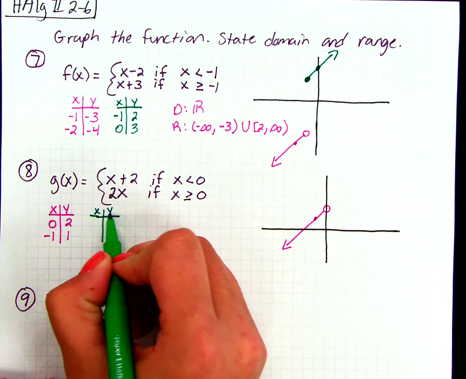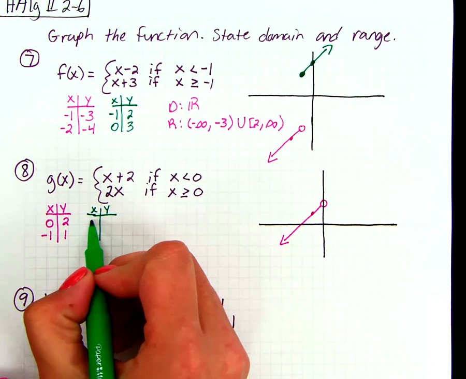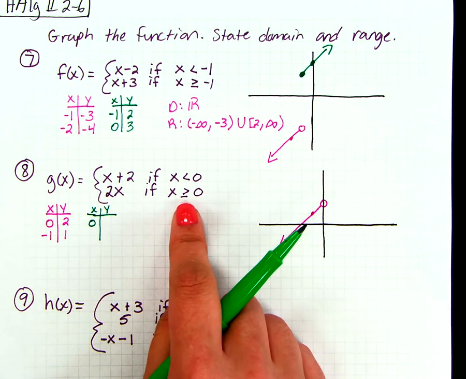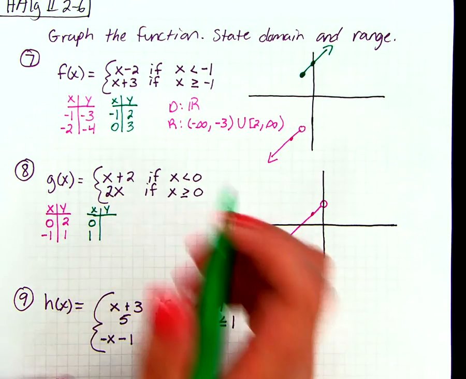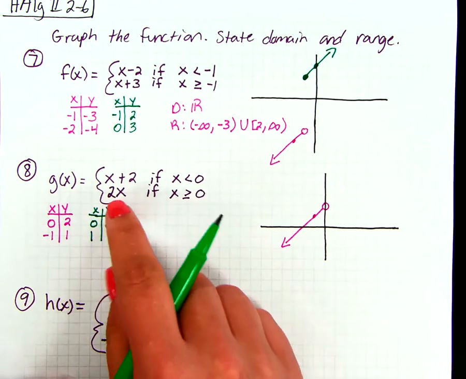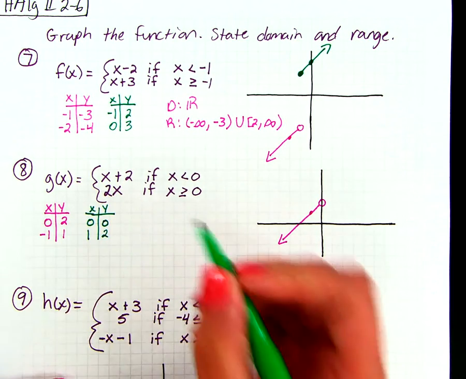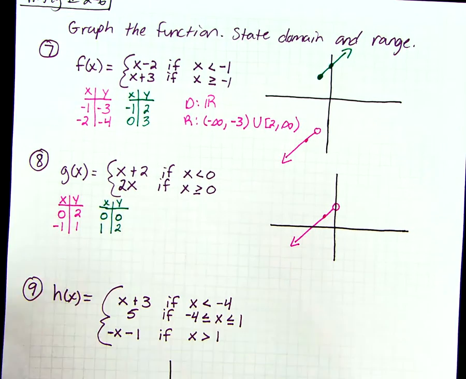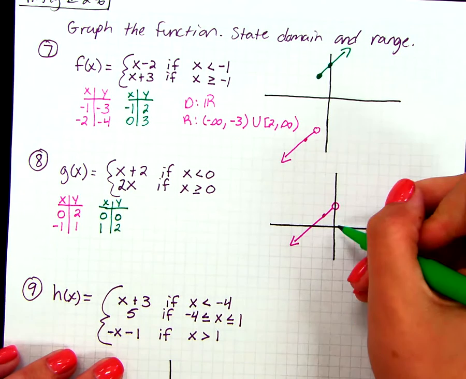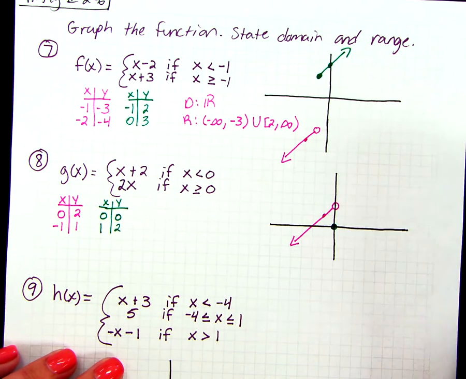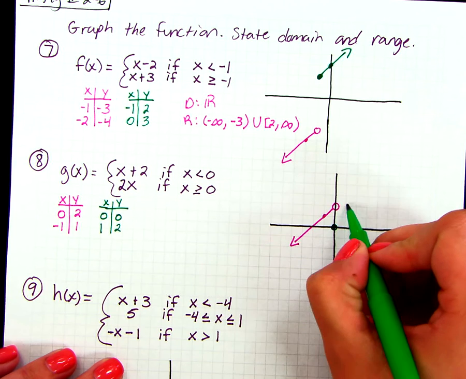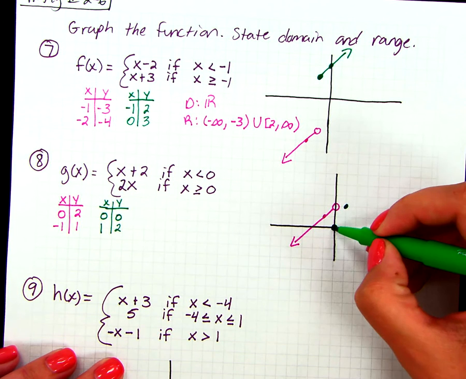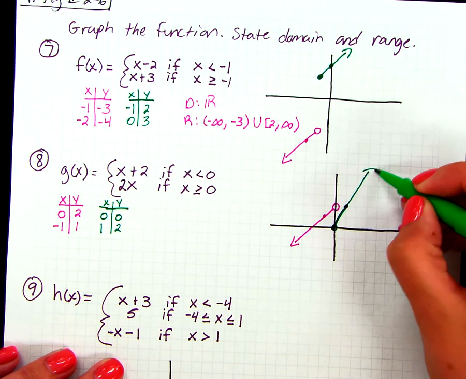So x, y. Again, we're going to pick 0 for our first one. And then this time we need bigger than 0, so I'm going to choose 1. And now we're just substituting in. So 2 times 0 is 0, and then 2 times 1 is 2. And this time our endpoint is going to be a closed circle. Okay, so closed circle on 0, 0, and then right 1, up 2. And then we just connect them into that straight line.